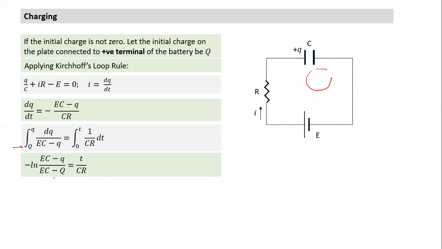Now we'll talk in terms of a charge related to the battery potential. If I write this equation in terms of EC minus small q, which is the charge at time t, and this is the initial charge. Which plate's charge is it? Capital Q indicates the charge on the plate connected to the positive terminal of the battery. This equals the initial term times e raised to minus t by RC. Of course, the time constant won't change.